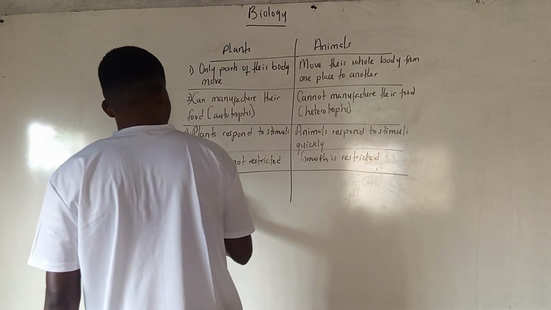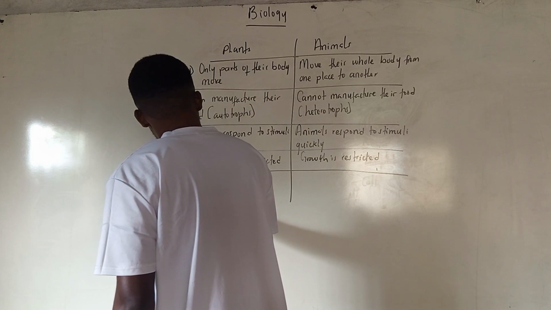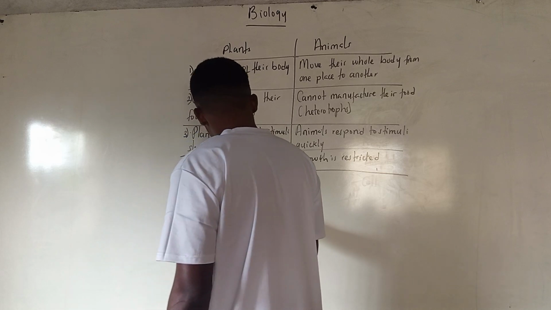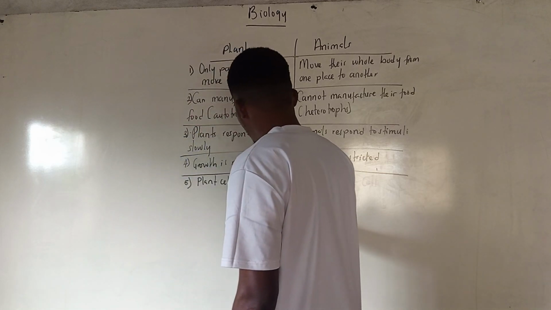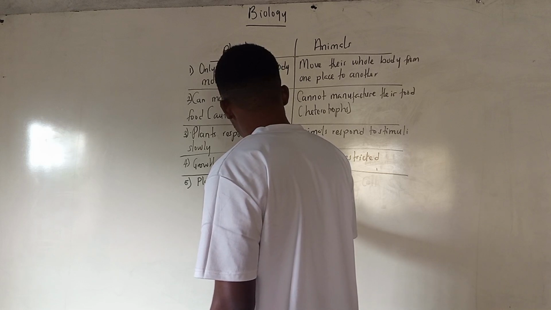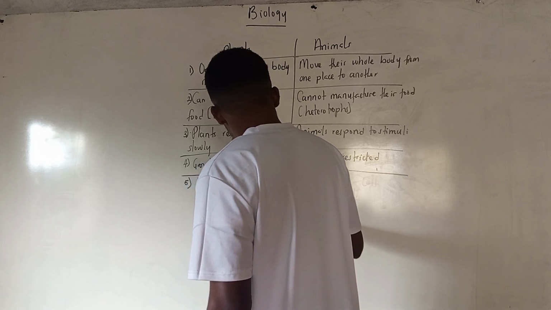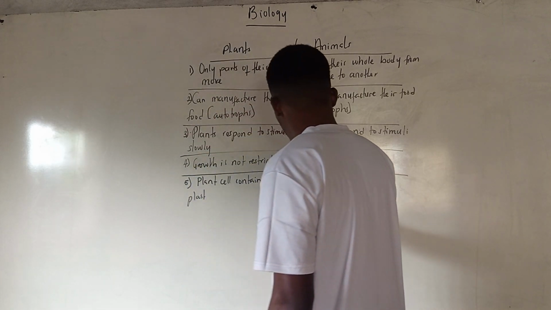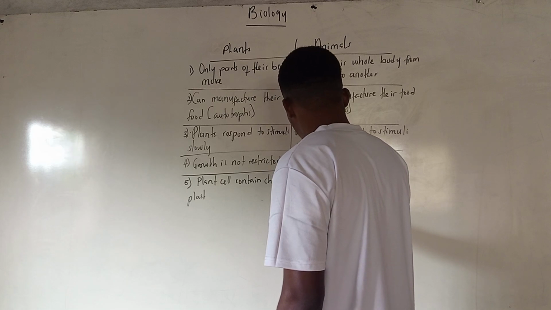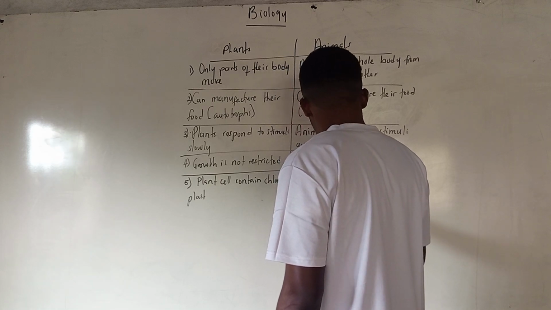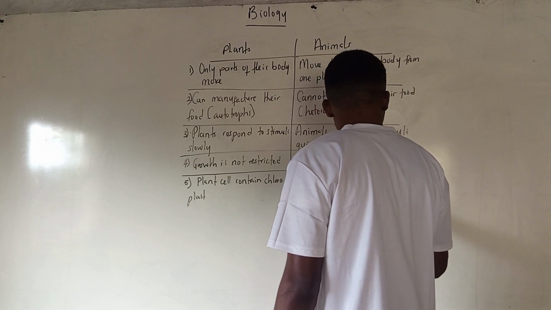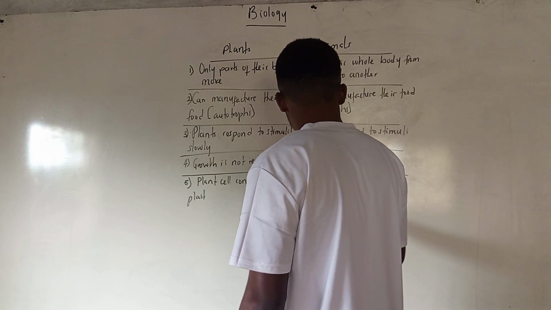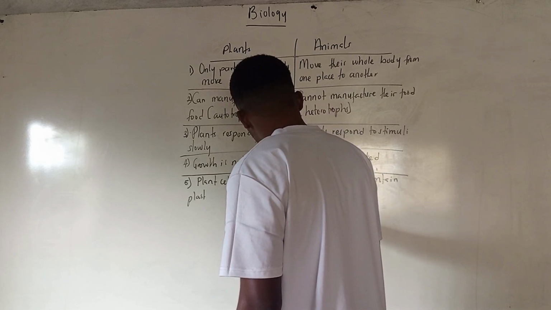So number five, the plant cell contains chloroplast, while the animal cell does not contain chloroplast.